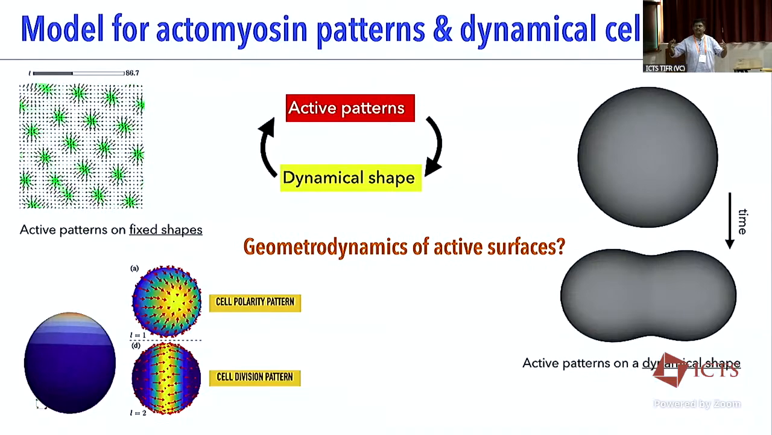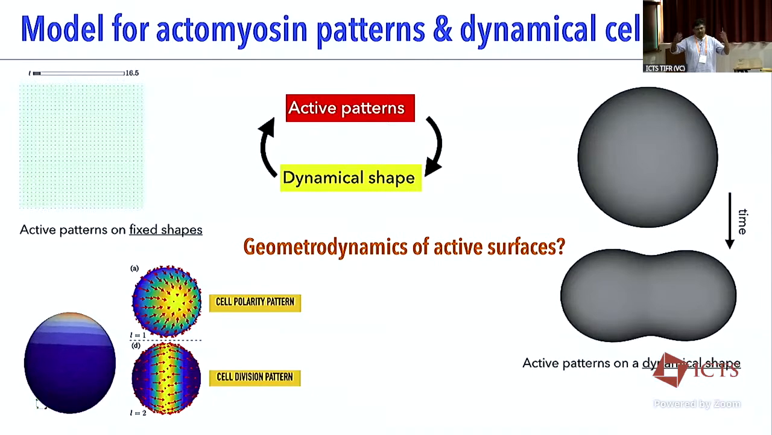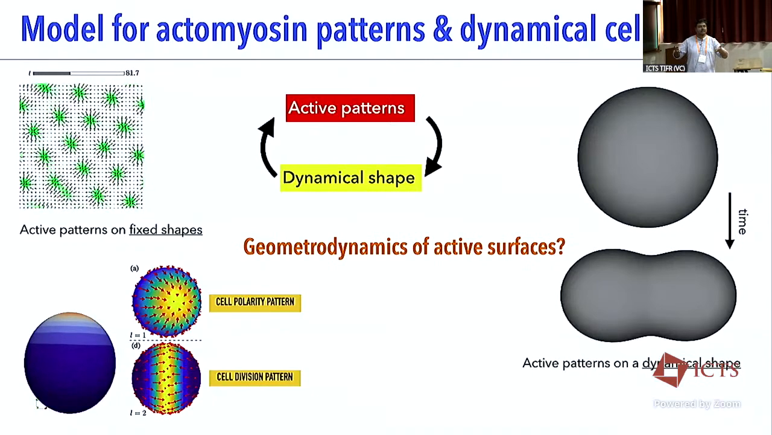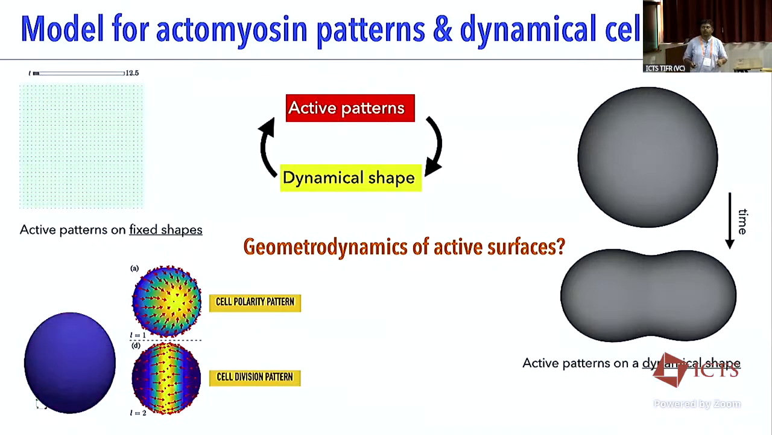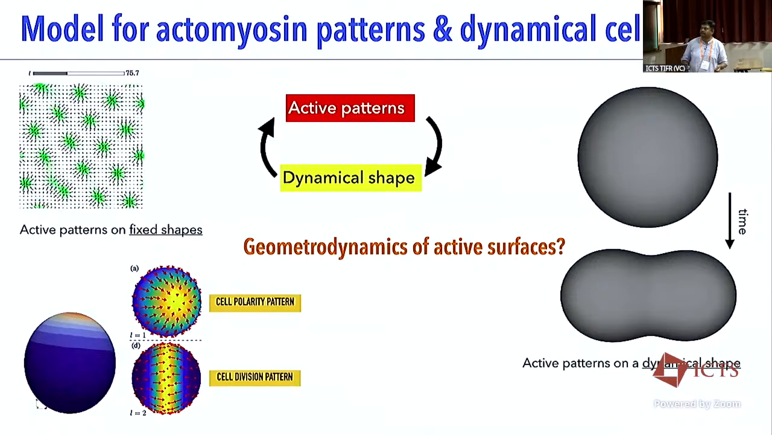So there are fields on the domain which are giving you flows which come from stresses, and the flows change the domain, which changes the patterns, which changes the domain. So therefore, there's a consistent loop between shape and pattern. So there's a stress tensor and there's a geometry involved.